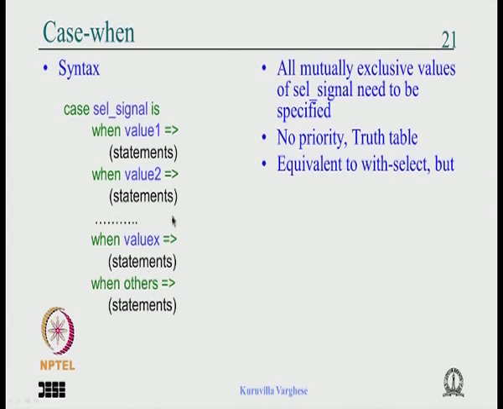So the rule is that all mutually exclusive values of the select signal should be specified, and exactly like with select, it is nothing but a truth table. We are specifying the output, either the numerical values or in terms of some other input, for all possible values of some group of signals or some signal, because if you have 3 inputs you could even combine them into a single vector and write this. It is possible to do that.